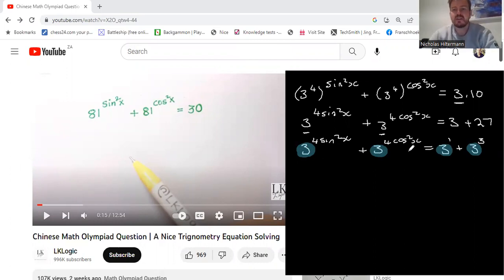3 to the something. So essentially the 3's go away, and I could say that 4 sine squared x is equal to 1. And we could also write this as 3 to the 3 plus 3 to the 1. So I could do the 4 cos squared x equals as well, but I'm just going to stick to the 4 sine squared x. I'm just going to solve that one.